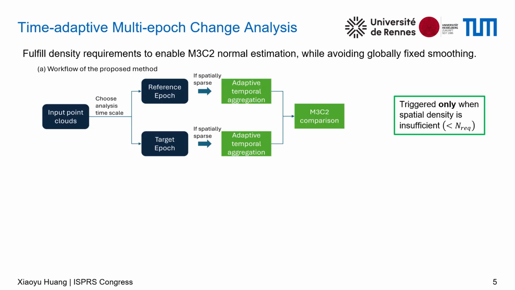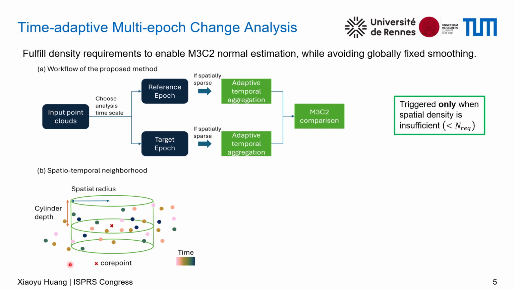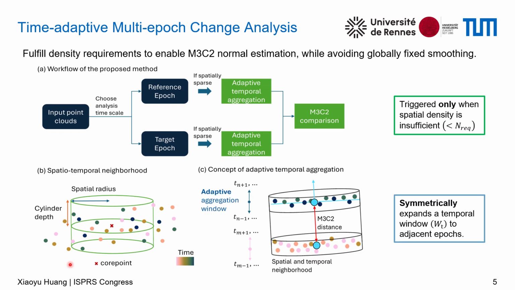So to solve this missing data problem without smoothing out everything, we developed a time-adaptive aggregation method. As you can see from the workflow here, we still start by choosing a reference and a target epoch. But before calculating the changes, we establish a spatial neighborhood for every single core point. As shown in the figure here, if the local point density is sufficient, we do nothing. However, if the area is spatially sparse and falls below our required point threshold, our adaptive aggregation is triggered.